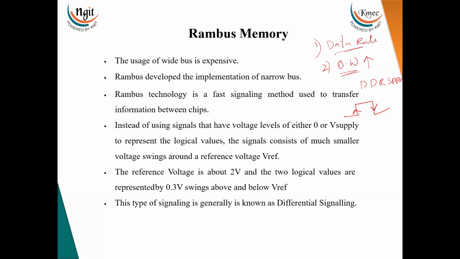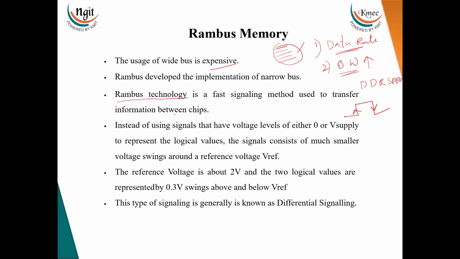Now, how can the data rate be increased? By increasing the data bus lines, but that increases the cost, so it is expensive. Also it is not easy, because this has to be done on the motherboard, so the design complexity will increase. That's why we follow the Rambus technology to improve the transfer rate.